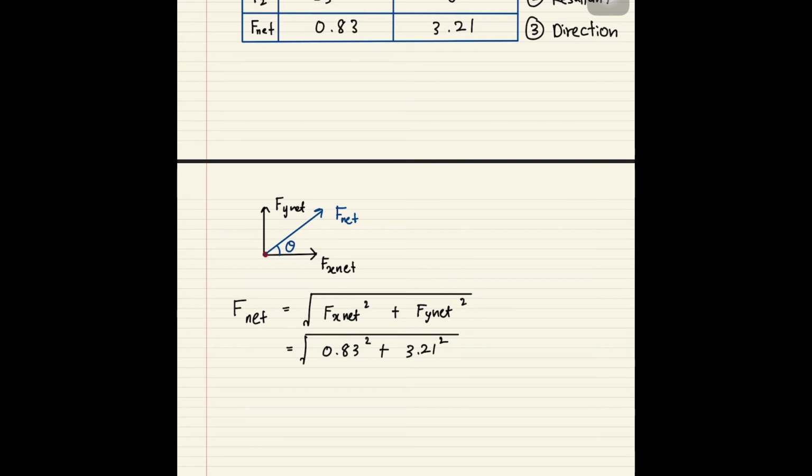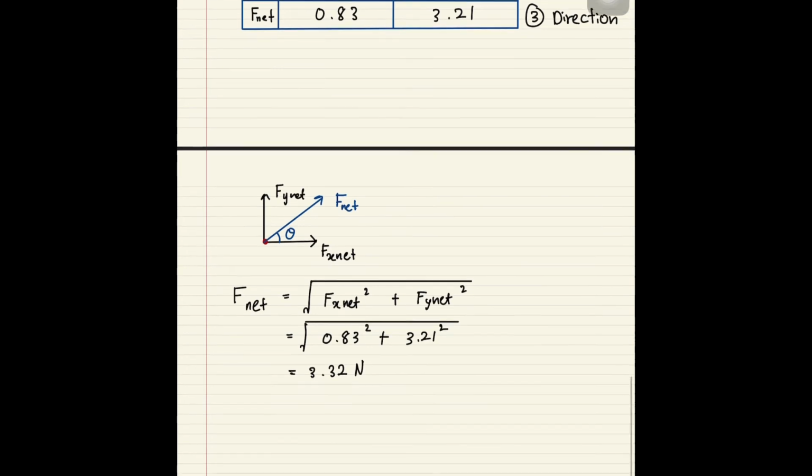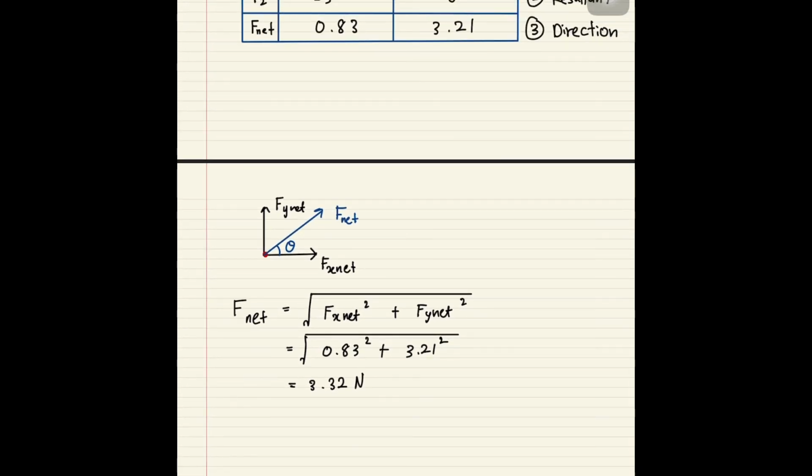Now press your calculator. About here is 3.32. So this is the magnitude of your resultant vectors. Okay, but you cannot stop here, because whenever we are talking about a vector, you need to write down the direction. You cannot assume it's going somewhere lah.